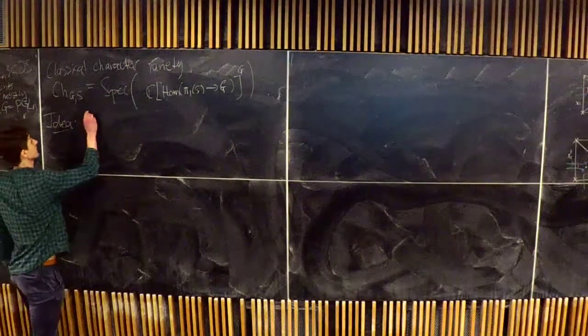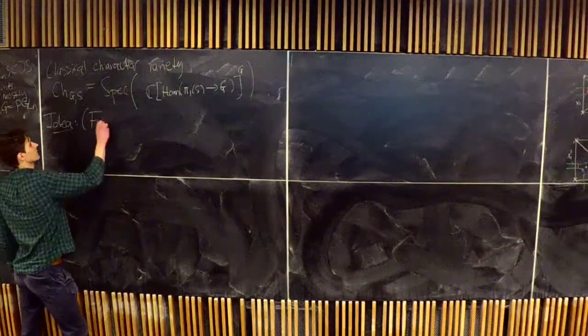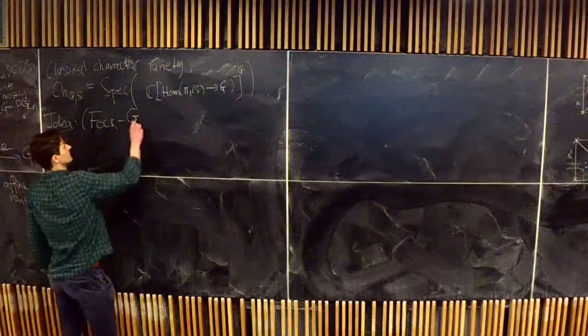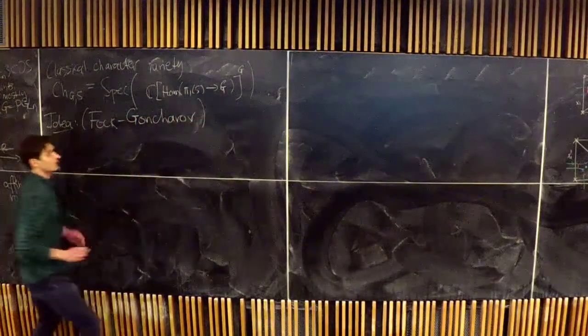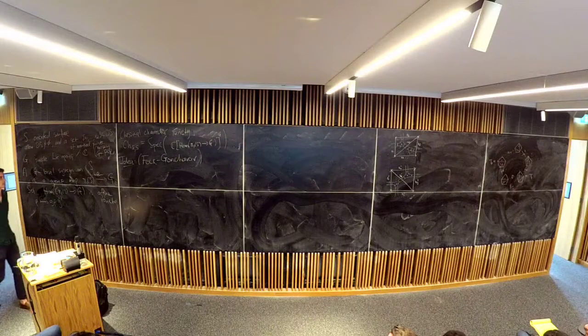This idea, which I'm not sure was originated by these two people, but was certainly very well studied and exploited by Fock and Goncharov. So our problems with this character variety basically stem from the fact that the action of G on this set of homomorphisms was not free, had stable headers.